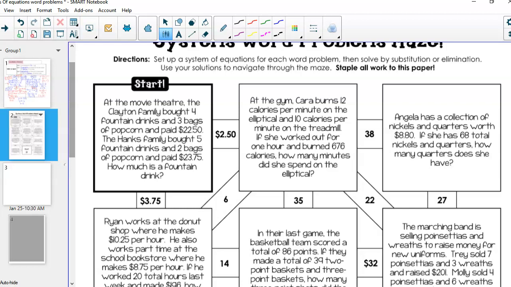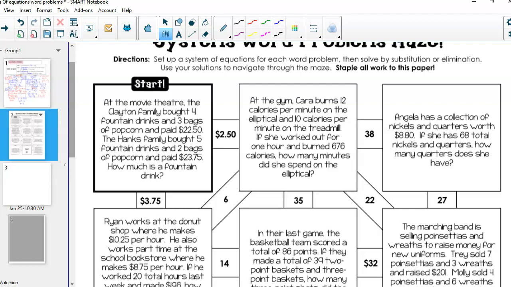Underline, highlight, circle, whatever that's important. So I'm going to read it first. At the movie theater, the Clayton family bought 4 fountain drinks and 3 bags of popcorn and paid $22.50. The Hanks family bought 5 fountain drinks and 2 bags of popcorn and paid $23.75. How much is a fountain drink?